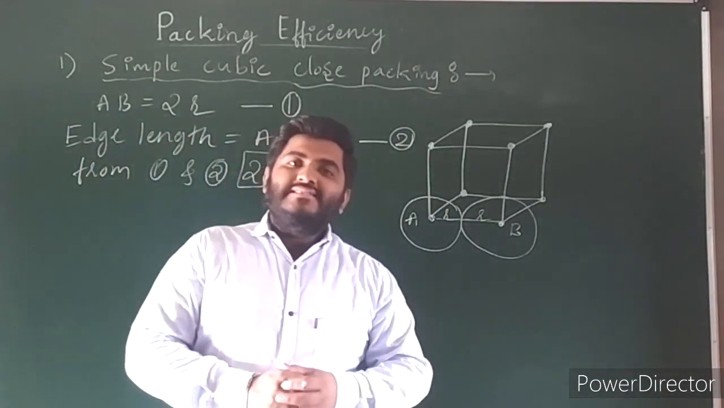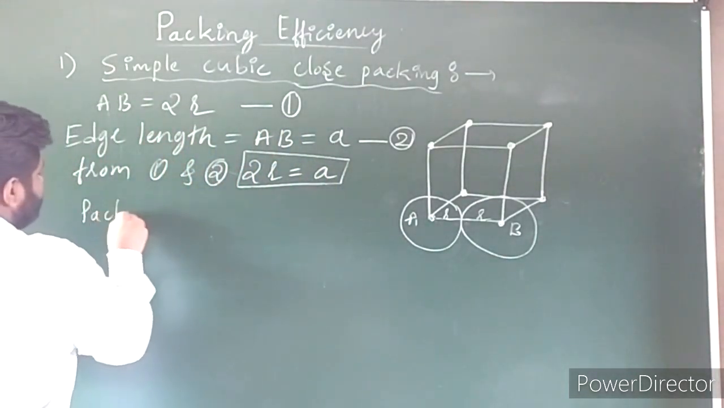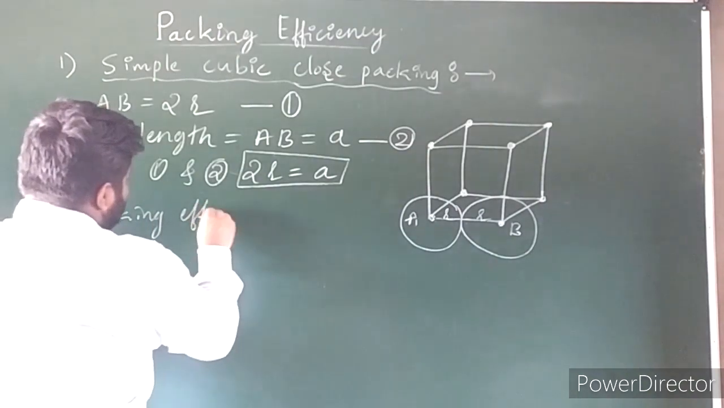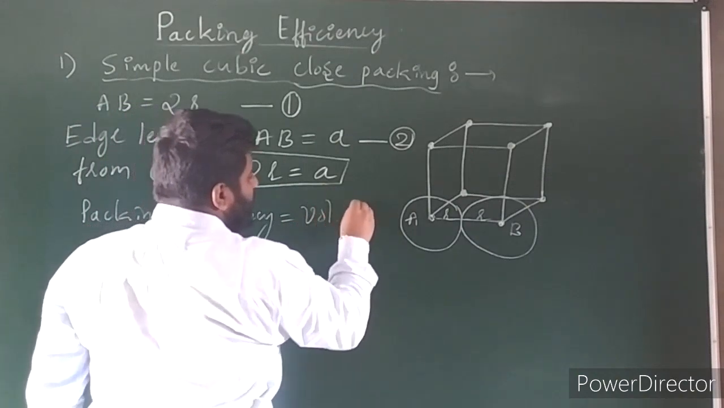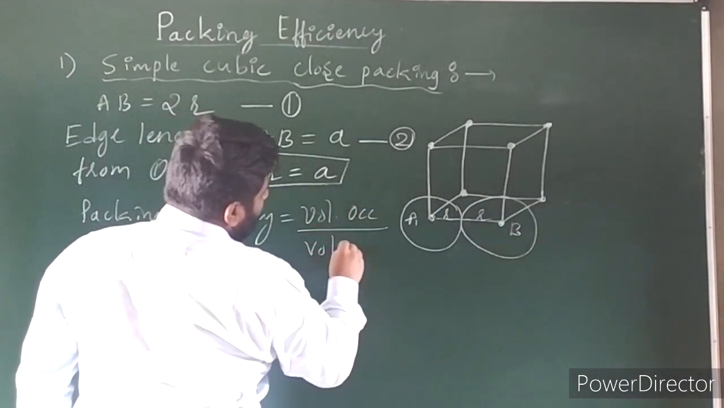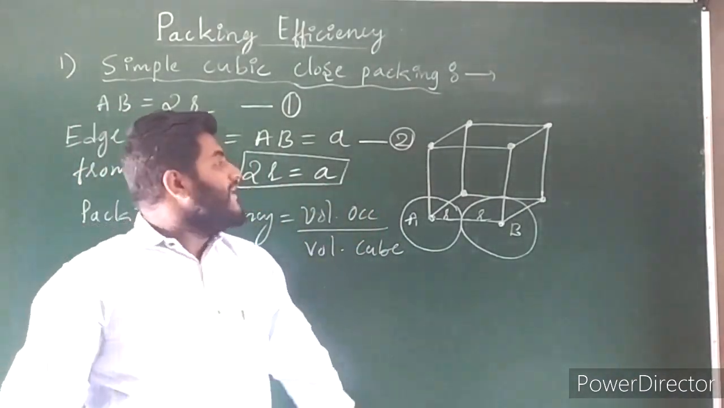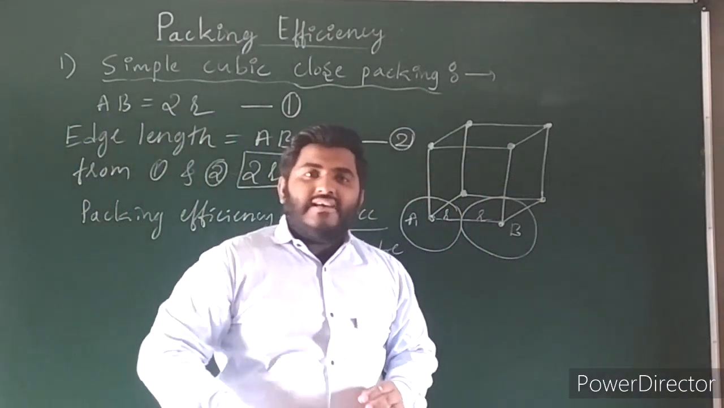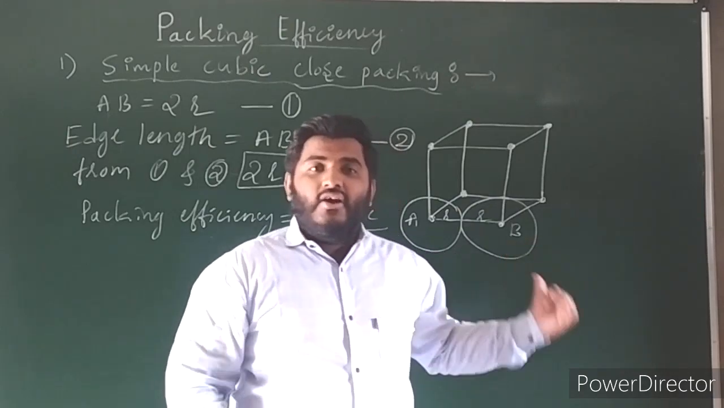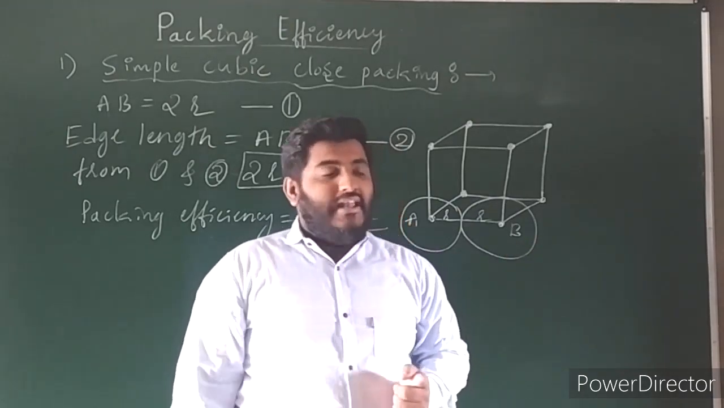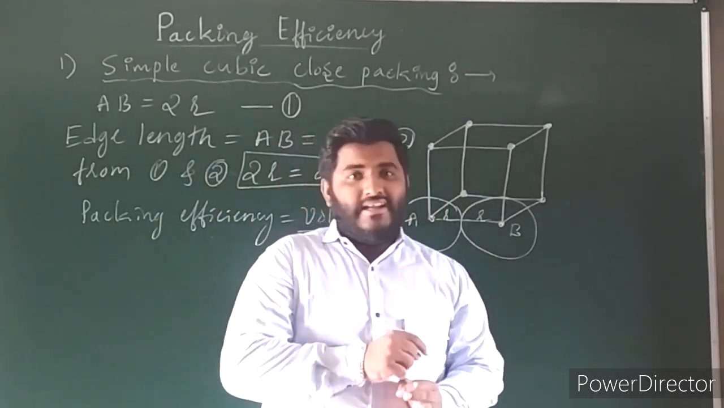Now, do you know the packing efficiency formula, guys? Packing efficiency is equal to volume occupied divided by volume of the cube. What is the volume occupied here? Volume occupied in case of a simple cubic lattice. In the earlier class we discussed, in a simple cubic lattice, how many atoms are there per unit cell? Only one atom is there per unit cell in simple cubic close packing. That we have discussed earlier, right?